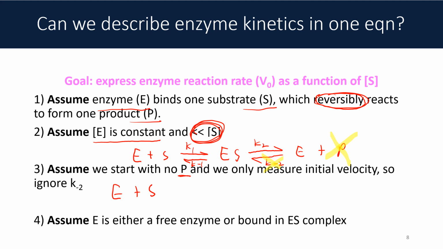E plus S forms ES, forms irreversibly E plus P. We are just dropping K minus 2 from the expression. Let's make one more assumption. We will assume that the enzyme is either a free enzyme or one bound within the enzyme substrate complex. Those are the choices.